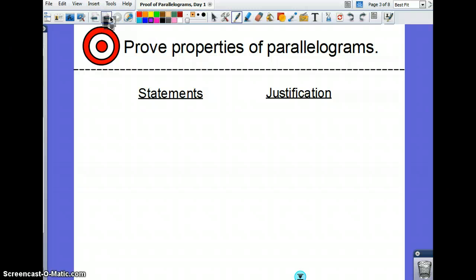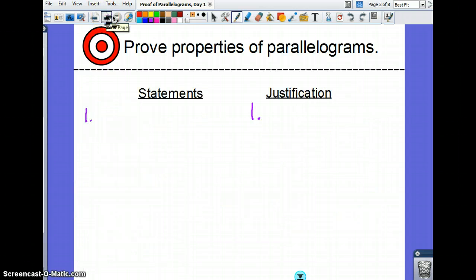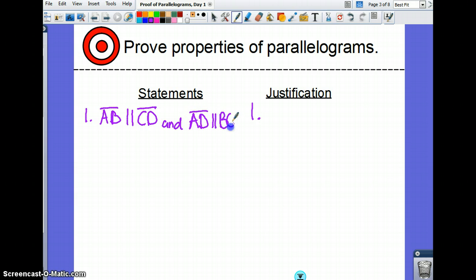There's going to be one exception. I'm going to add in a different step number 1. And what that is going to be is basically using that definition of parallelograms. Because remember that one of my justifications is alternate interior angles. Well, I can't have alternate interior angles that are congruent unless I have parallel sides. So just for the sake of being thorough, I'm going to make sure that I say, hey, the opposite sides are parallel to each other. So AB is parallel to CD. And that other pair of opposite sides, AD is parallel to BC. And that is just by definition of a parallelogram.